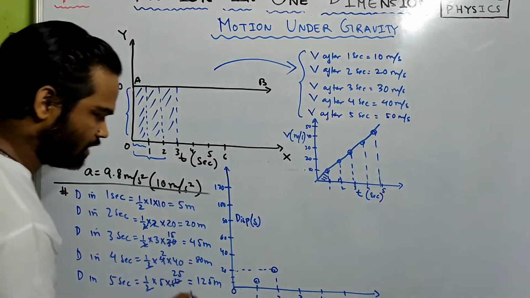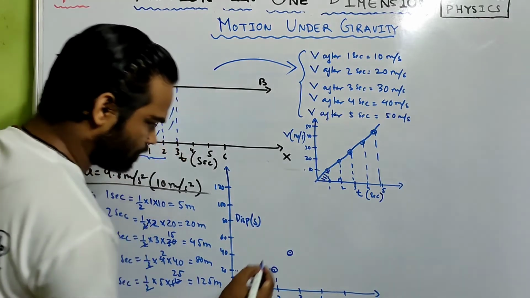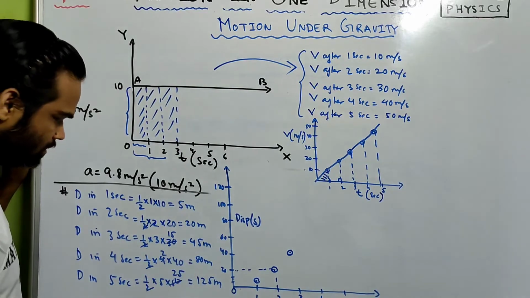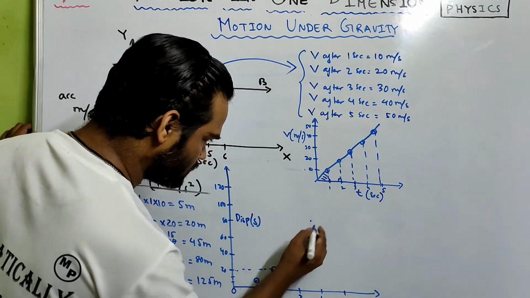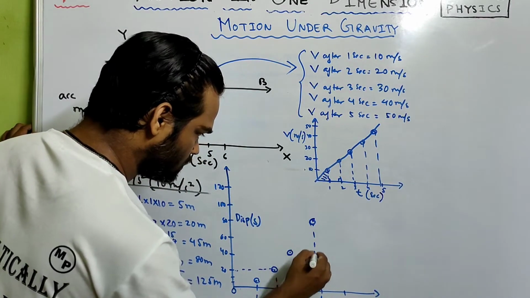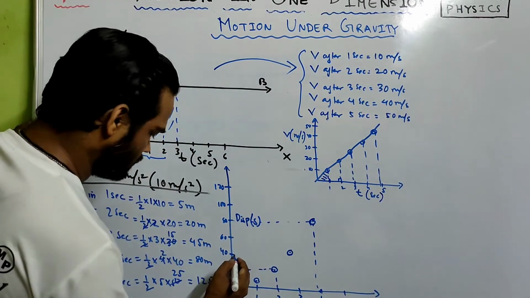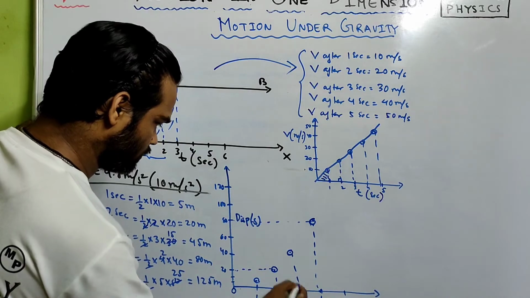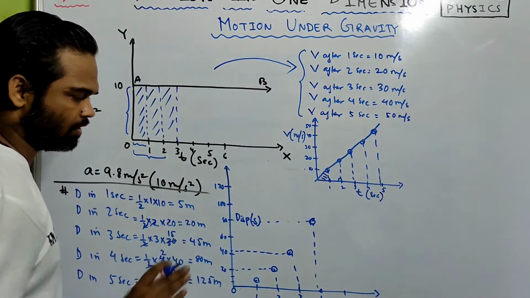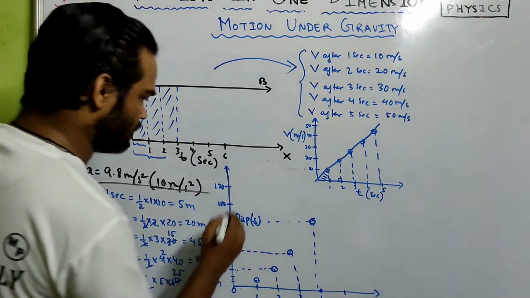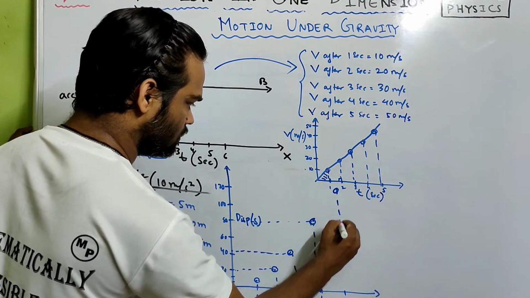Then you have 45. 45 is roughly I'm marking over here. Then you have 80 after 4 seconds. 80 is over here. So after 4 seconds is here, somewhere over here, isn't it? Look carefully. This is your 80. This was how much? At the end of 3 seconds it was 45. If you do it on graph paper, it will come very nicely. And after 5 seconds, 125. 125 will be over here. Somewhere over here. Isn't it?